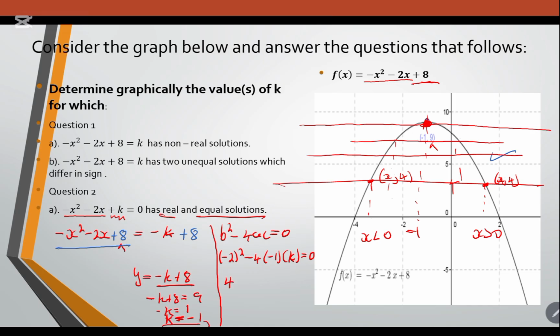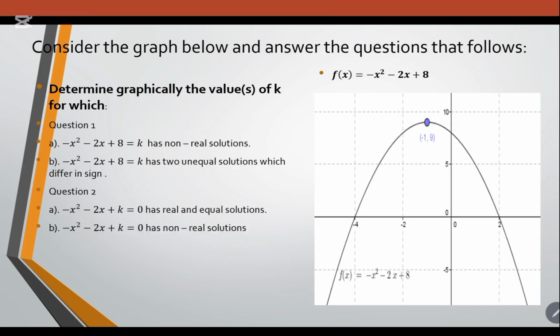-2 squared is 4. 4 times -1 is positive. So this is 4 plus 4k equals 0. And we take the 4 to the other side. We've got 4k equals -4. We divide both sides by 4. Therefore, k equals -1. So the value of k has to be -1 such that the roots of this equation are equal and they are real numbers.